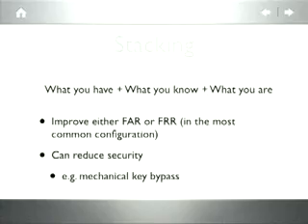Now, when you're building a multi-factor system, the classic three things you want to have are the what you have, the what you know, and the what you are, just because they're three divergent things that an imposter would have to take different approaches to stealing.